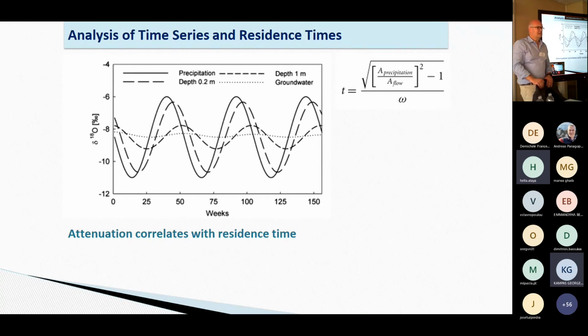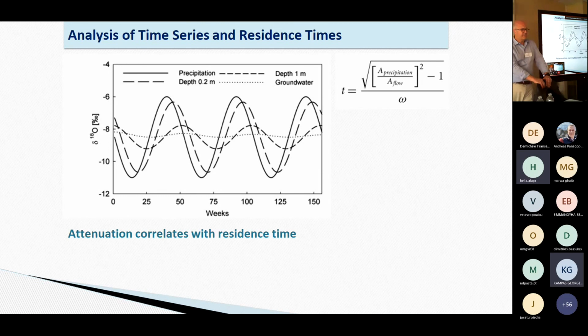So groundwater that is older than 2 years almost doesn't have isotopic variation anymore. Yes? What's the precision, the errors of these measurements? The question was, what is the precision? What are the errors of this method?